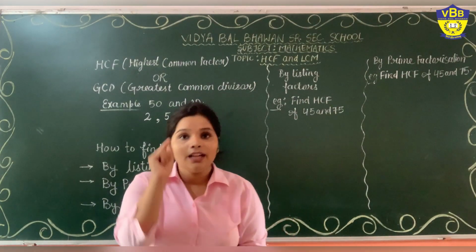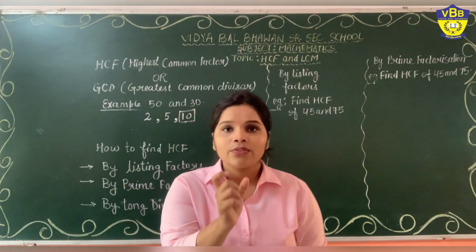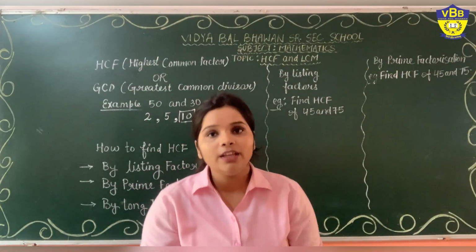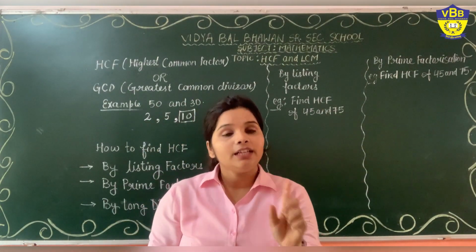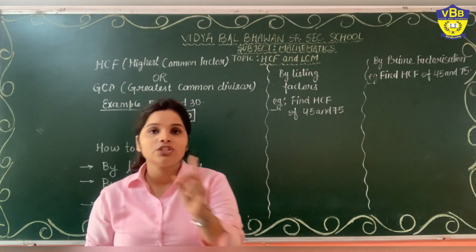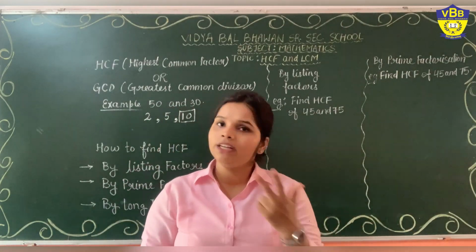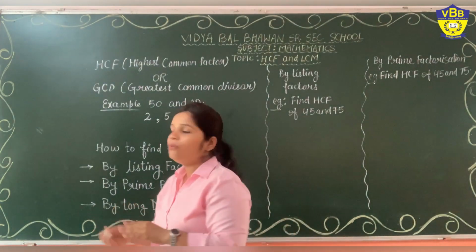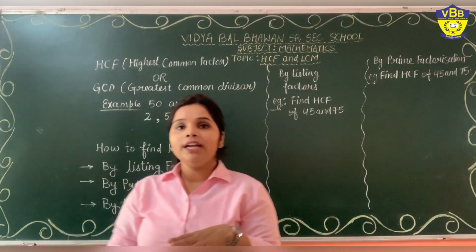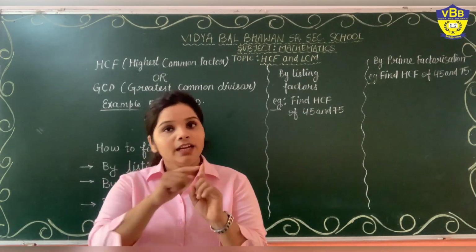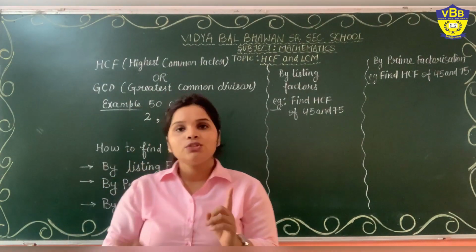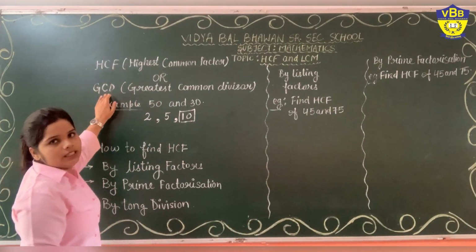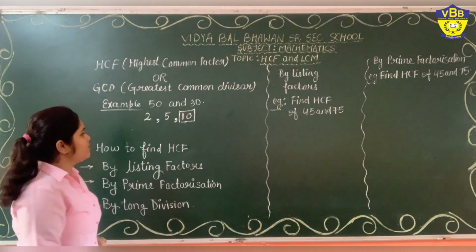HCF is the greatest factor which can divide the given numbers. Whether it is 2 numbers, 3 numbers or more, we have to find the common factors, and it should be the greatest one which will divide those given numbers. So HCF and GCD are both the same.